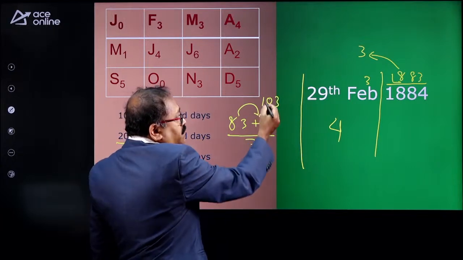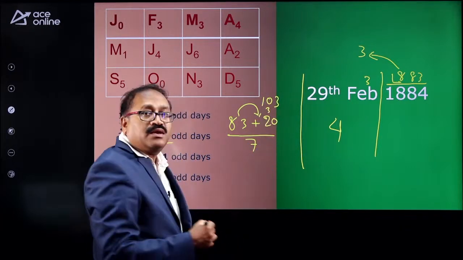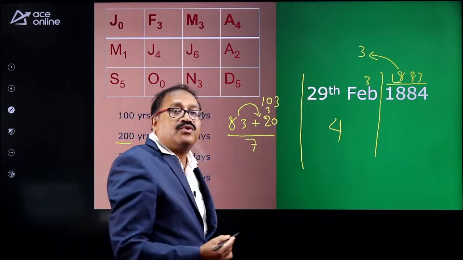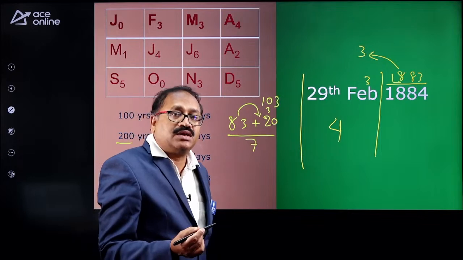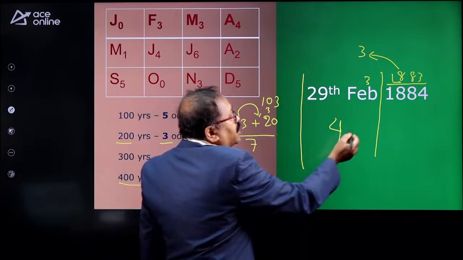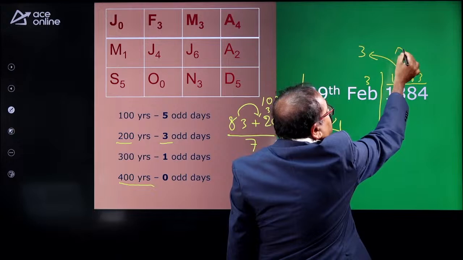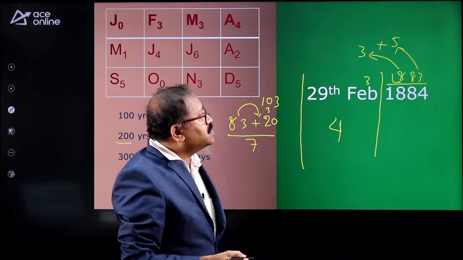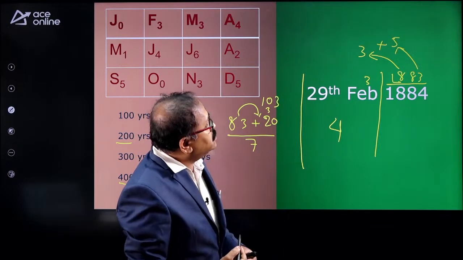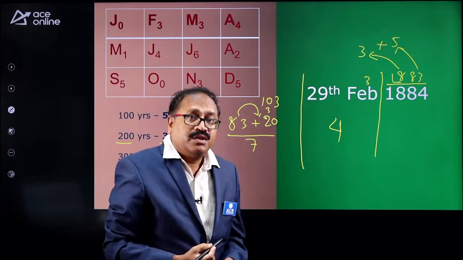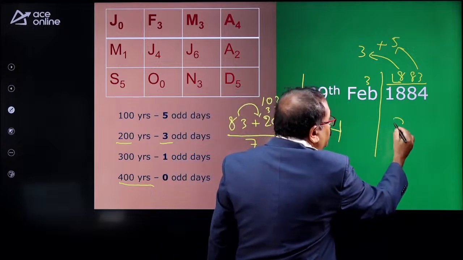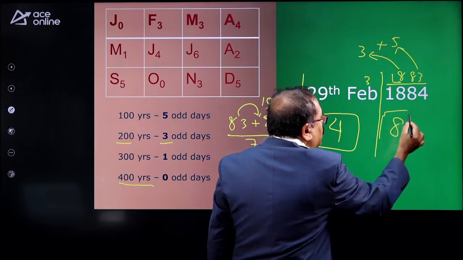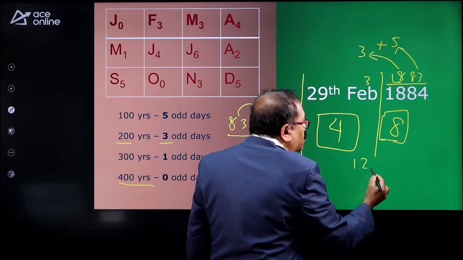So that is 7 1s are 7, and the remainder is 3, and 33. When 33 divided by 7, 4 7s are 28 and the remainder is 5. So I get for 83, the number of odd days is 5. What is the total number of odd days? The total number of odd days for 1883 is 3 plus 5, 8. So what will be the overall odd days? Here I got the 4 odd days and here I got the 8 odd days. The total is 12 odd days.